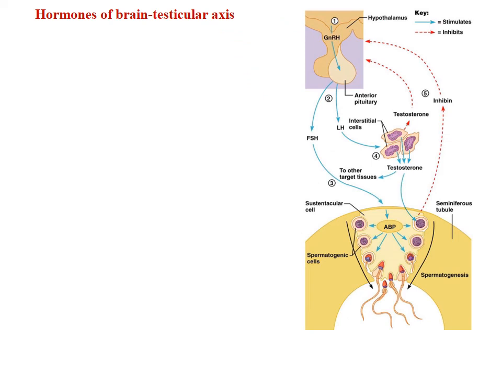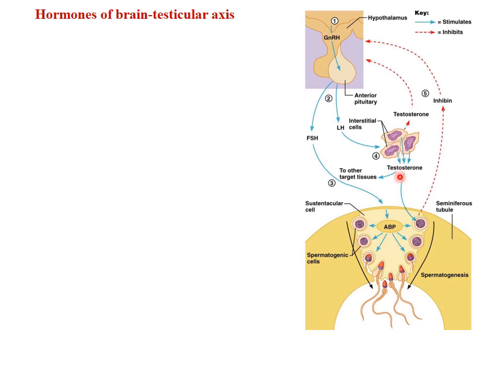Hormones of the brain-testicular axis. So it's a similar picture. In this picture you can appreciate that androgen binding protein is mentioned. This is within the seminiferous tubules. We can see that testosterone will be produced by the Leydig cells, or interstitial cells of Leydig, which are outside the Sertoli cells, outside the seminiferous tubules.